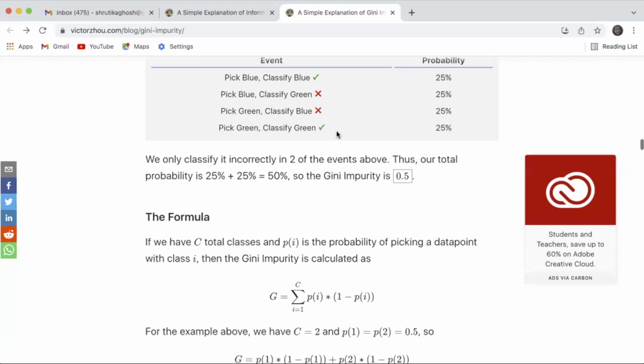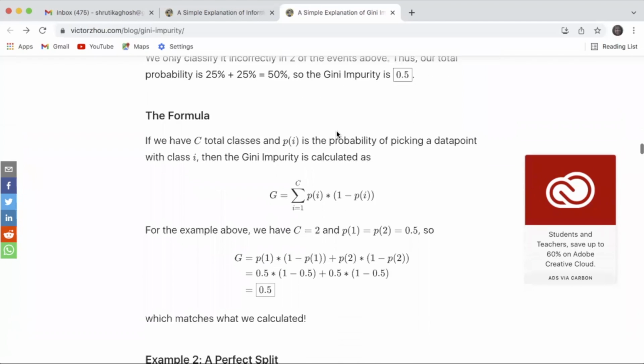The formula for Gini impurity, we had seen in our previous video also. The formula is sigma p_i into (1 minus p_i), where i is equal to 1 to c. These are the number of classes that a data set can have. In our case, the number of classes is only two, that is the blue and the green.